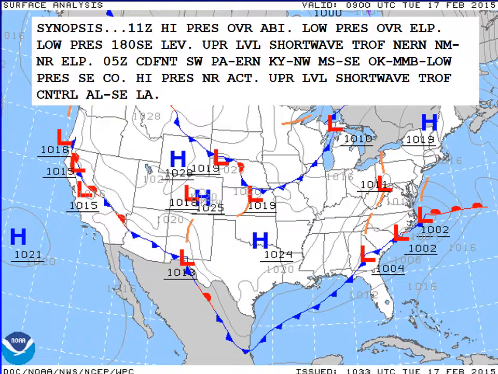Here's an example of the synopsis I put together with a current surface chart for this particular day. And it starts out saying that at 11 Zulu, there is high pressure over Abilene. And you can see that somewhat sitting over the Oklahoma-Texas border. Abilene is just a little bit south, of course, of the Oklahoma border in central Texas. Also, it says there's low pressure over El Paso, and that matches up pretty well. You can see that El Paso is in West Texas, just south of New Mexico. So some of these match up pretty well. You can't see the upper level features, of course, but you can see the surface features.